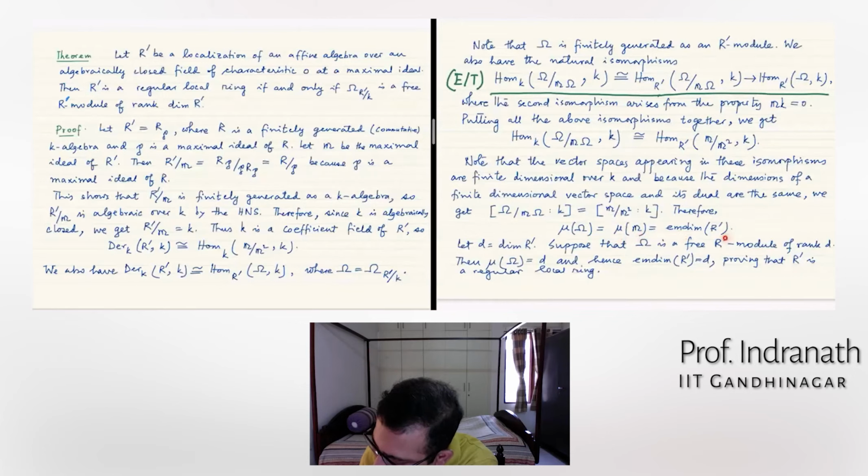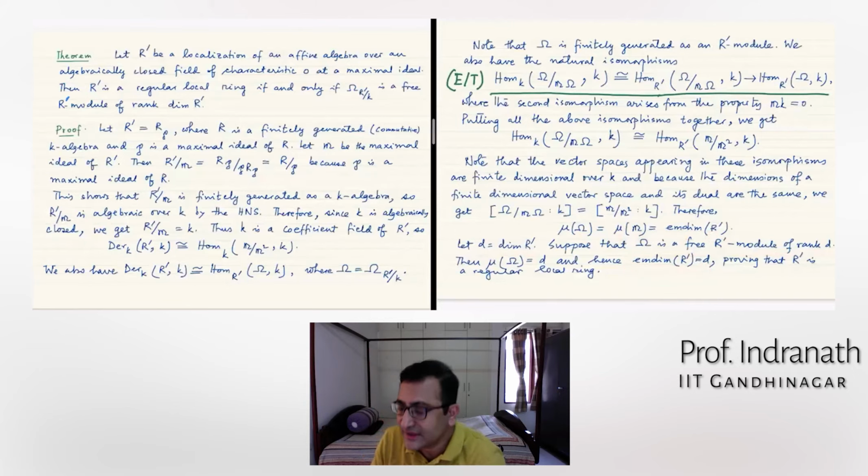So now the first case. If D is the dimension of the ring, and if you assume that Omega is a free R dash module of rank D, that means your mu of Omega is actually D, and hence your embedding dimension is actually equal to D, and therefore R dash is a regular local ring.